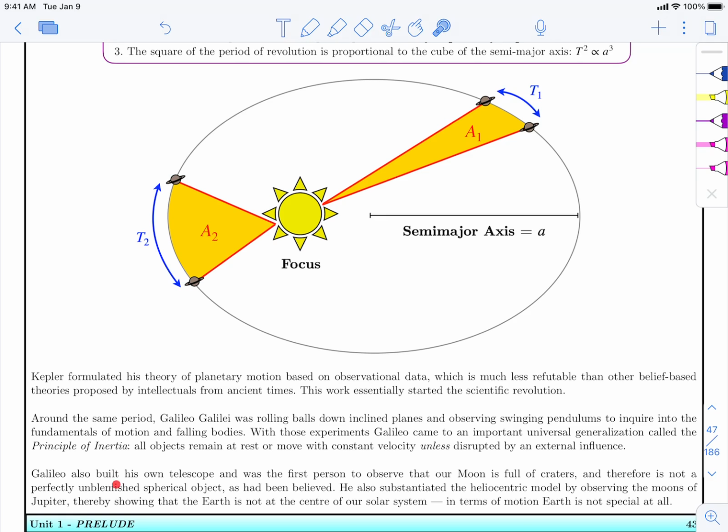Remarkably, Galileo also built his own telescope and was the first person to point his telescope at the moon and notice that the moon is full of craters. So unlike the belief system that all heavenly objects are perfectly spherical and unblemished, Galileo saw with his own eyes, using his own built telescope, that the moon is full of craters, so it is very much not perfect. It's full of blemishes, and therefore another belief was thrown out the window, that everything in the heavens was perfect.